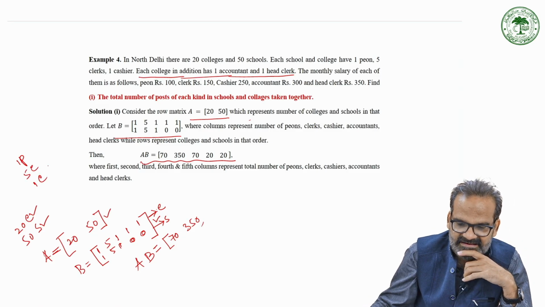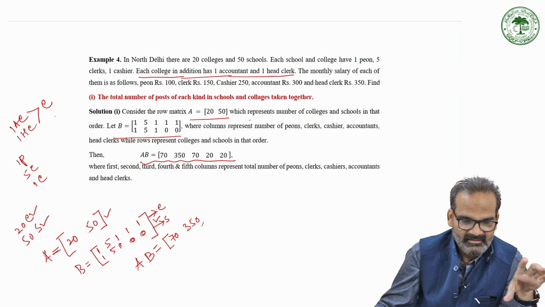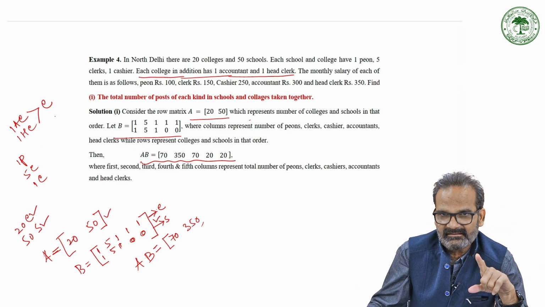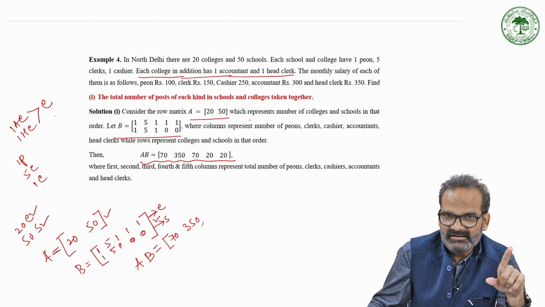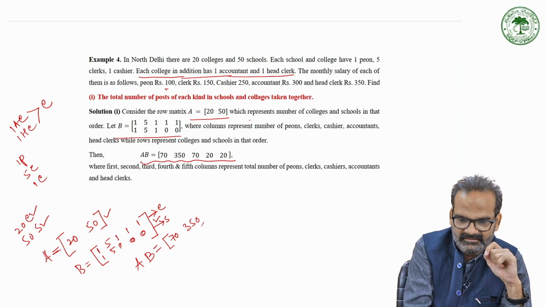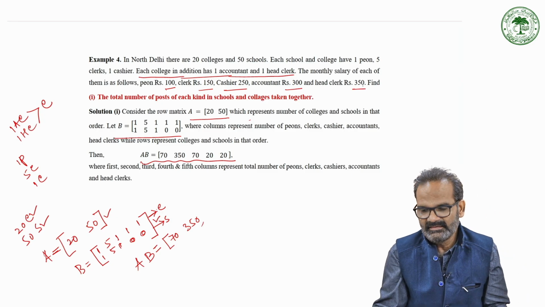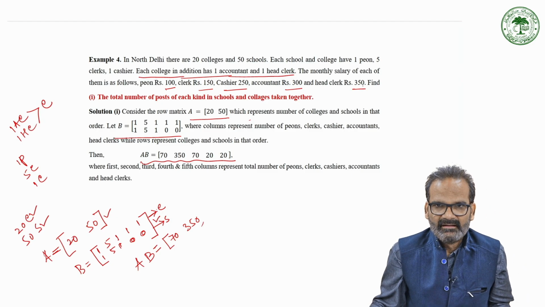Each college, in addition, has one accountant and one head clerk, but these are possessed by the college, not by the school. Be careful: one accountant and one head clerk is there in colleges only, not in schools. The monthly salary of each is rupees 100 for peon, 150 for clerk, 250 for cashier, rupees 300 for accountant, and rupees 350 for head clerk. Find the total number of posts of each kind in schools and colleges taken together.